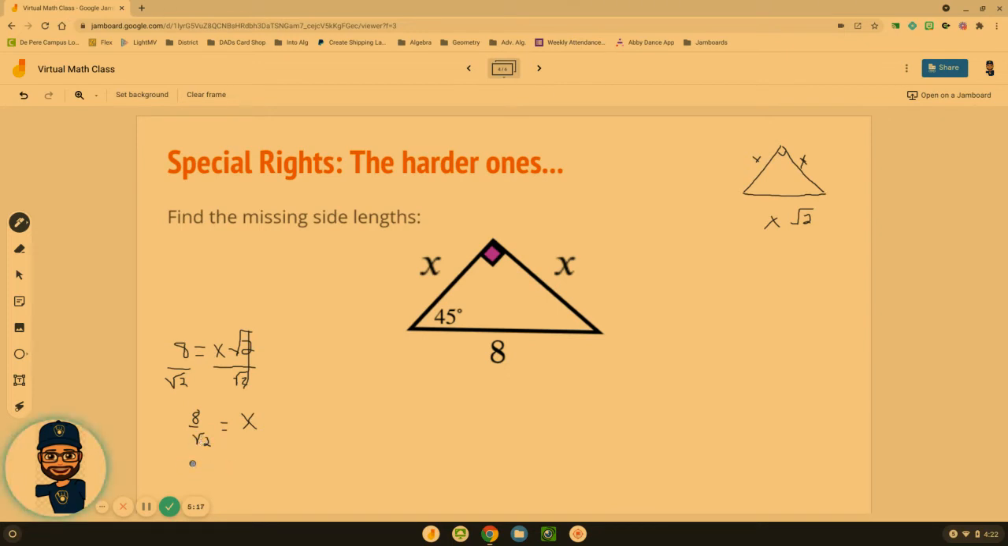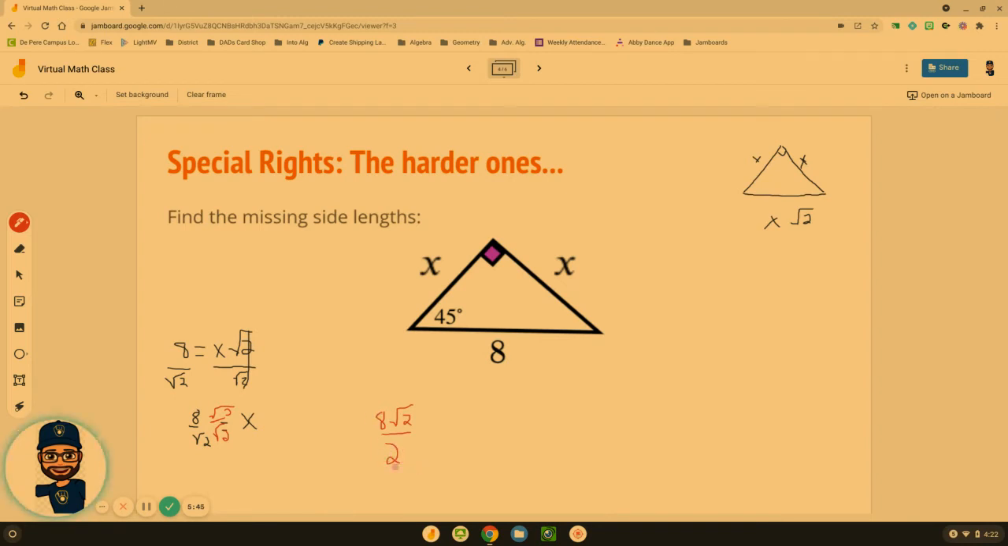And so we need to rationalize here, which means I'm going to have to multiply by the square root of 2 over the square root of 2, just to that left-hand side. That gives us 8 times the square root of 2. And remember, square root of 2 times square root of 2 is the square root of 4, which is 2.